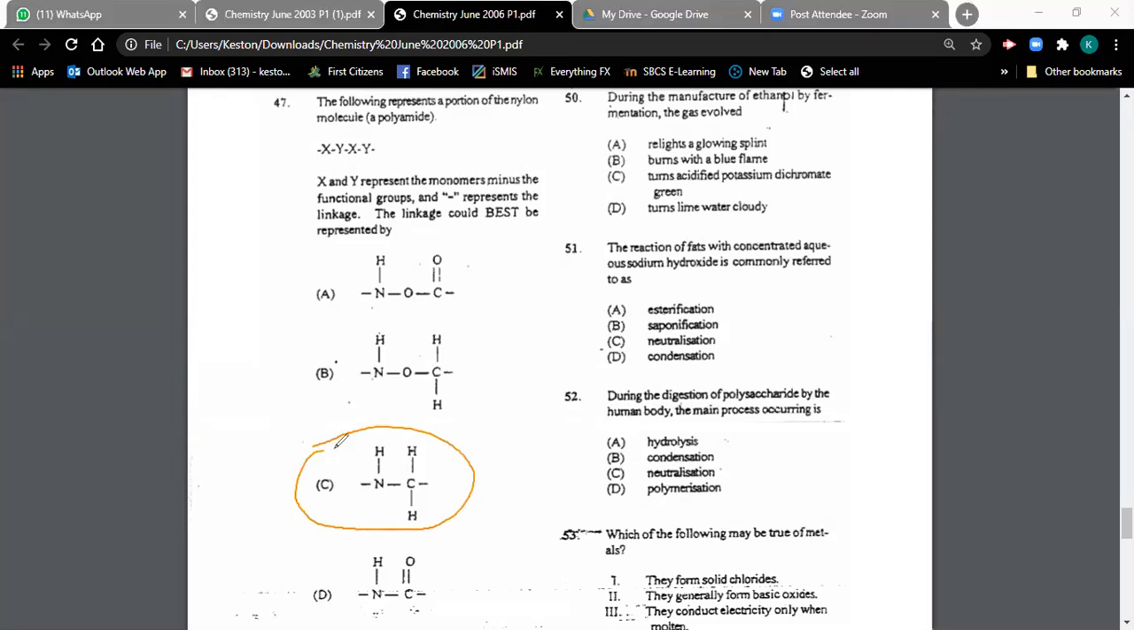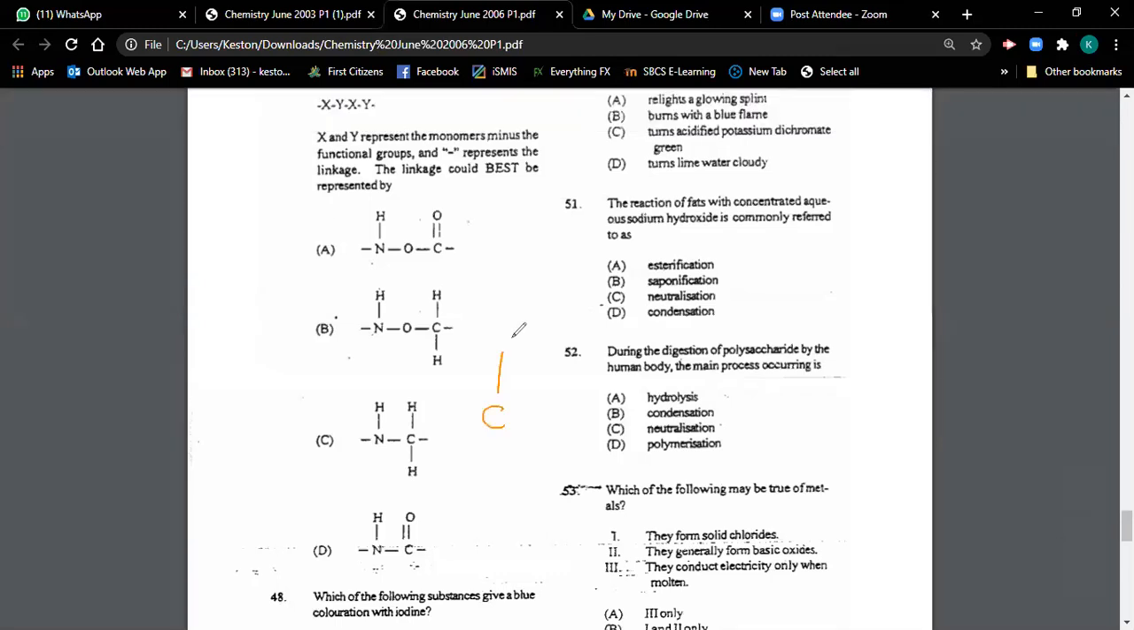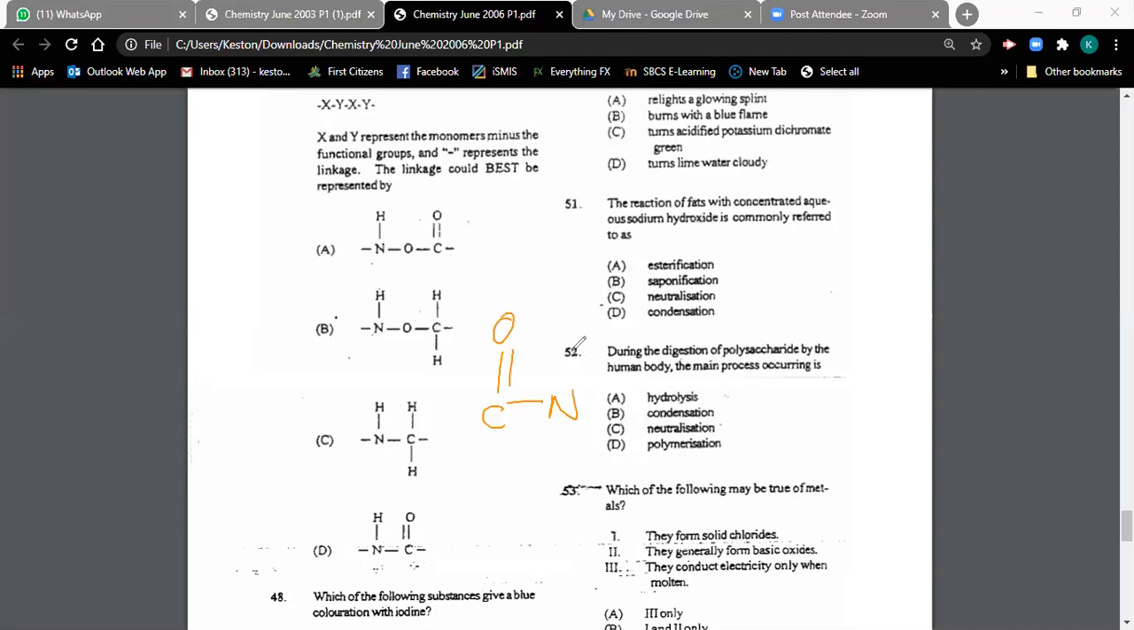Wait, just one sec. Oh no, wait, I'm missing something. This is not it. Polyamide linkage, you're looking for a C double bond O and an N and an H. Tell me if you see it here. Okay, yeah. Oh, sorry. That was the last one. This is it.